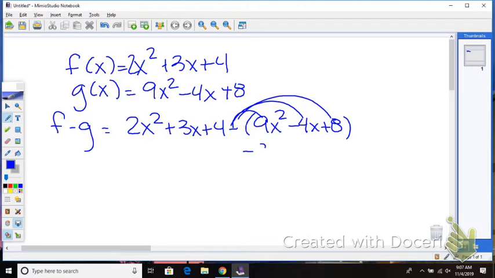So this becomes negative. This becomes plus 4x minus 8. So then I can just combine like terms. So this and this go together, which would be negative 7x squared. Plus 7x. Plus 7x minus 4.